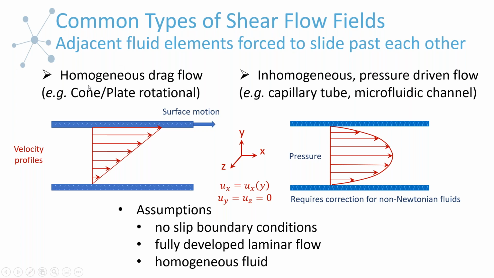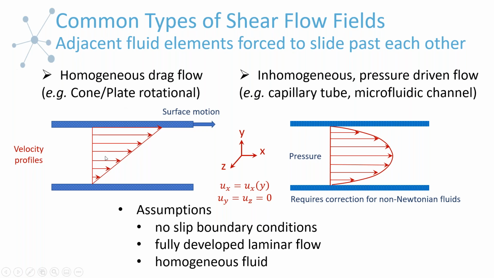What we have here are 2 types of flow fields, and I'm distinguishing them as either homogeneous, in this case a drag flow, or inhomogeneous, a pressure-driven flow. And by homogeneous, that term is specific to the shear rate across the gap of the fluid. So let's start with the homogeneous drag flow.